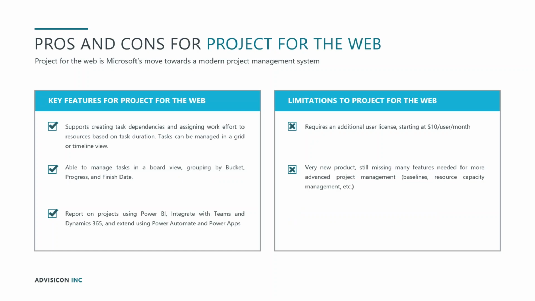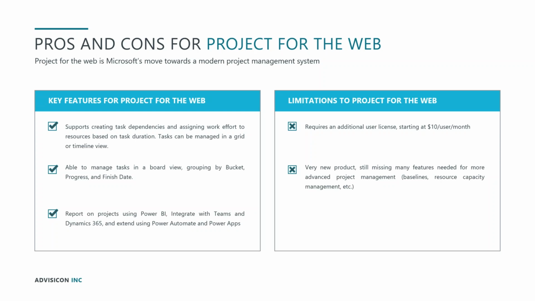Project for the Web is Microsoft's move towards a modern project management system. They kind of took the concept of project management, with the tools and their experience working with something like Project Desktop, and said this tool is great, it's super powerful, but it's also got 20 years worth of code base underneath it, and it's really getting hard to bring it into the modern user interface world. And so they started from scratch building this new tool.